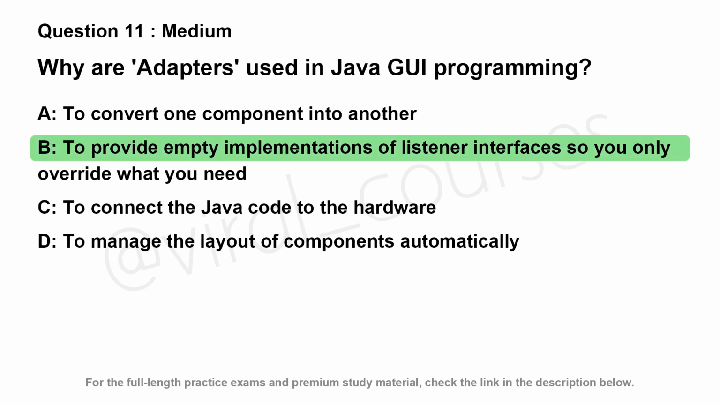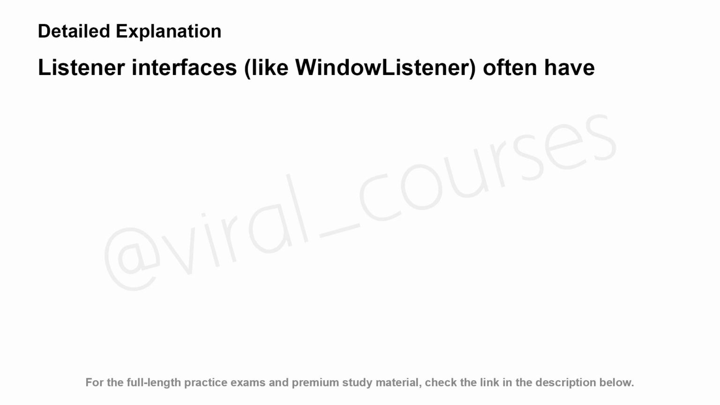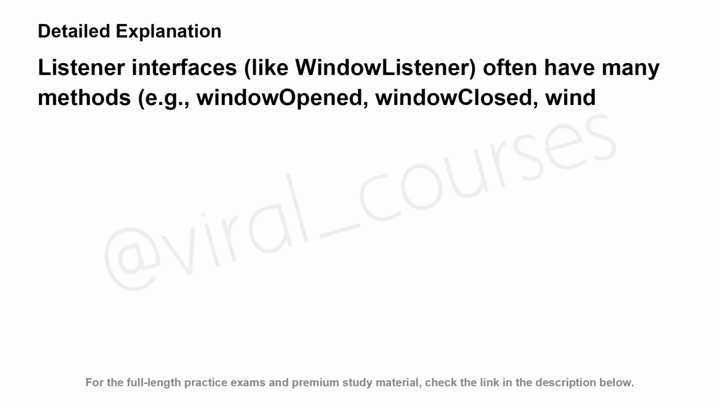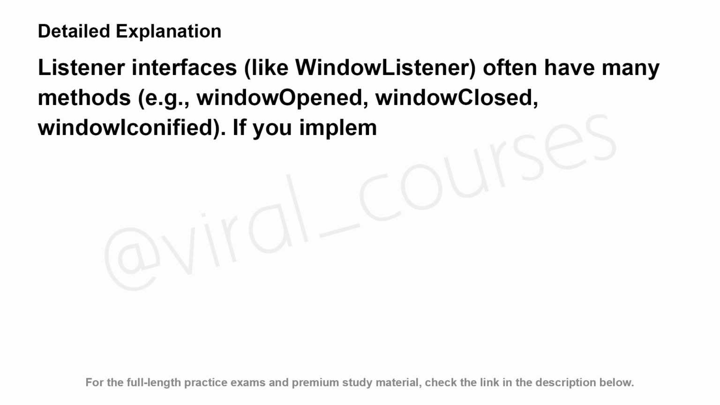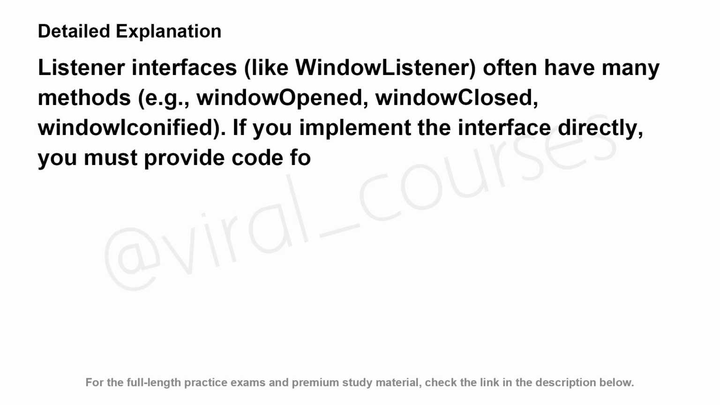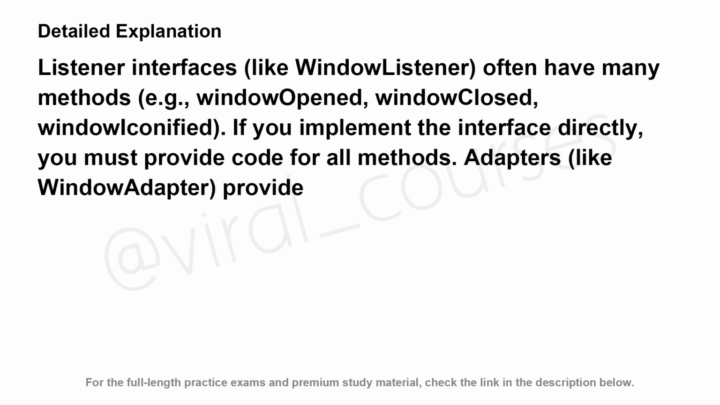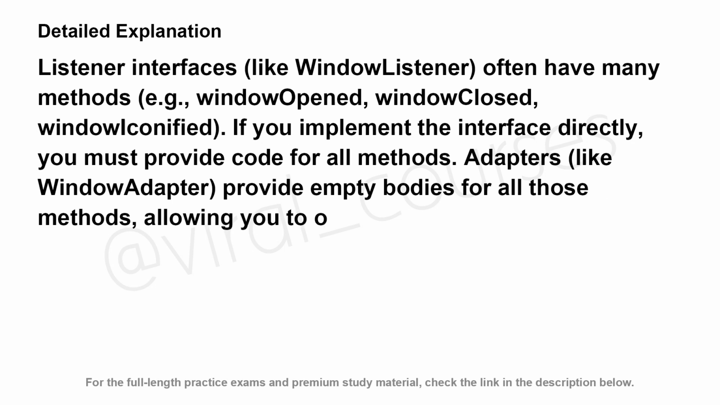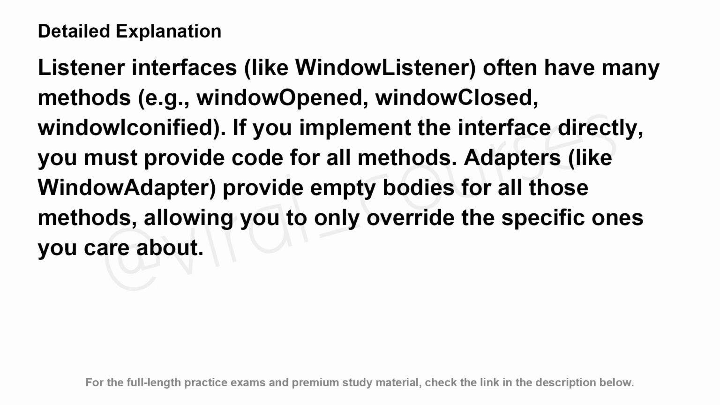The correct answer is B. Listener interfaces, like WindowListener, often have many methods, e.g., windowOpened, windowClosed, windowIconified. If you implement the interface directly, you must provide code for all methods. Adapters, like WindowAdapter, provide empty bodies for all those methods, allowing you to only override the specific ones you care about.